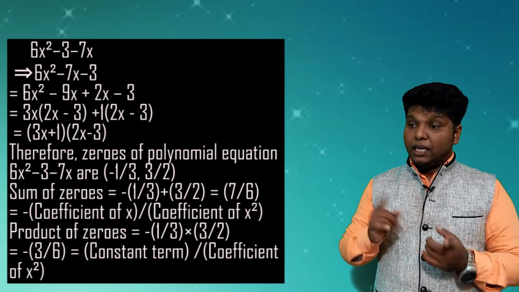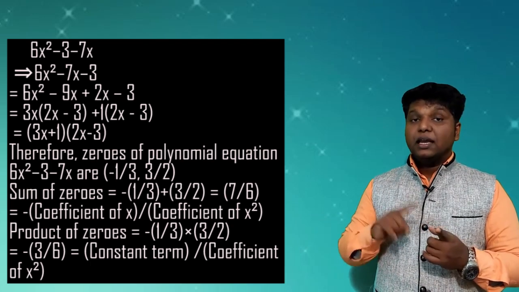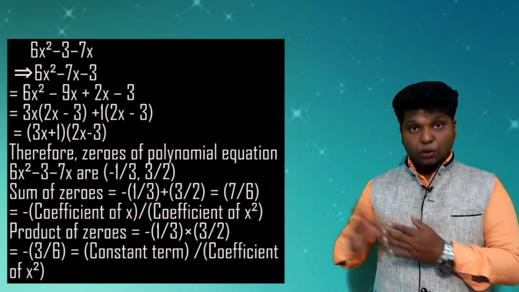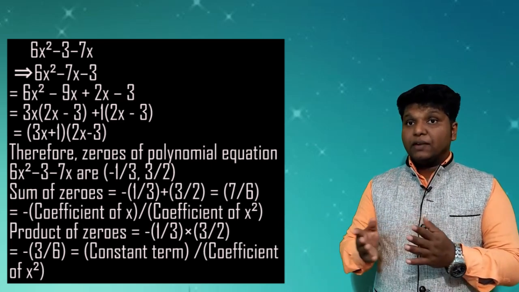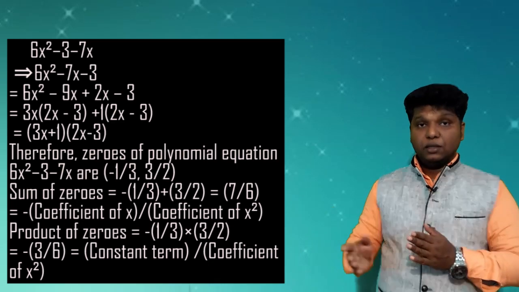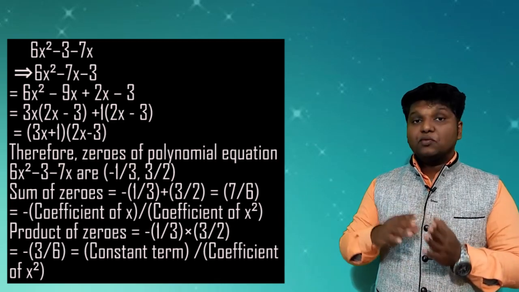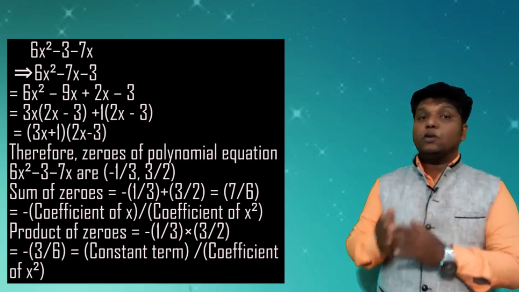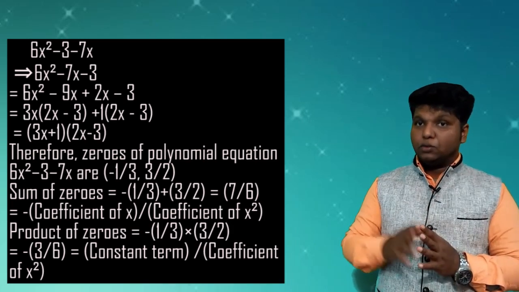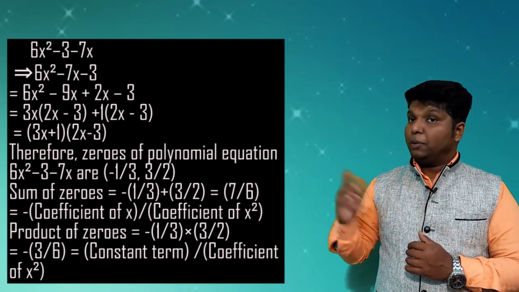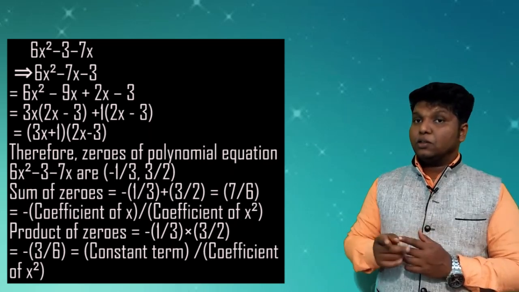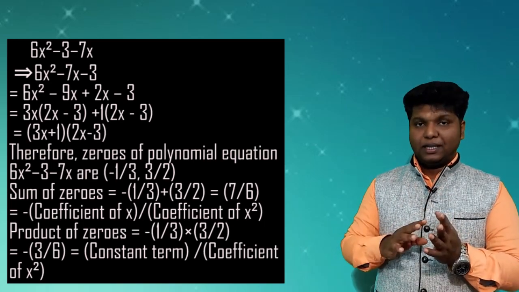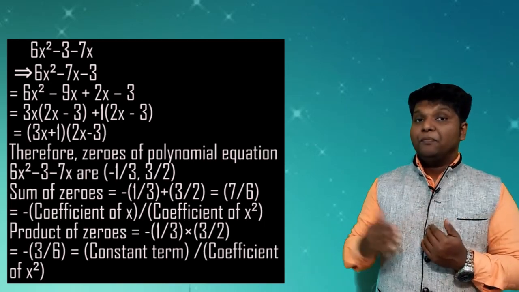So as I told, if the product of two numbers is 0, that means any one of these numbers should be 0, right? Then only the product will become 0. So here we can say 2x minus 3 is equal to 0, or what is the second term? 3x plus 1 is equal to 0. So if 2x minus 3 is equal to 0, what about the value of x? x will be equal to 3 by 2. What about the next term? If 3x plus 1 is equal to 0, x will be equal to minus 1 by 3, right? So you got two values of x. So we will take it as alpha and beta.